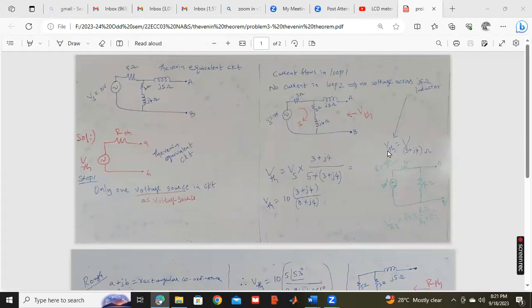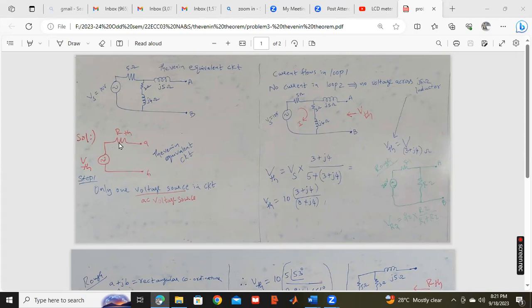Yes, we will go with another problem. Calculate the Thevenin equivalent circuit across AB. Okay, so no load is given. Load current we need not calculate. Only the VThevenin and RThevenin values we have to calculate.